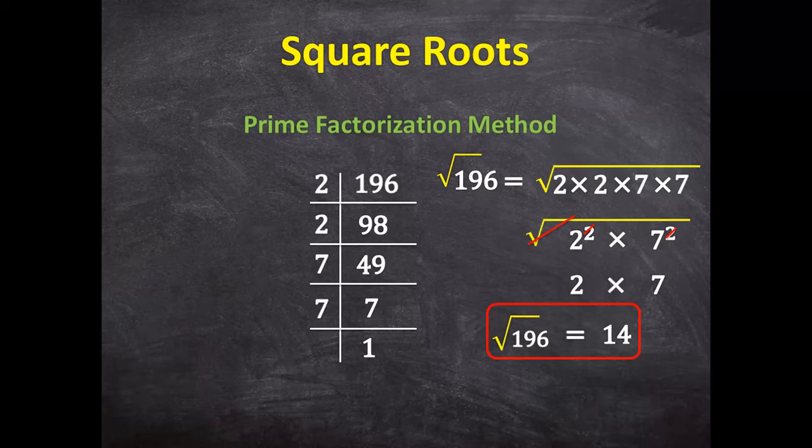So this is the prime factorization method to find square roots. What we do is find the prime factors of the given number, make pairs of the same factors and write them in squared form, and just multiply the single number from each pair. So this is the prime factorization method to find a square root.